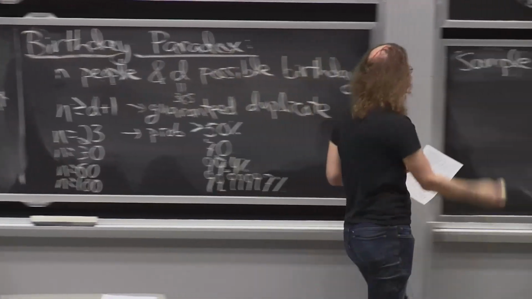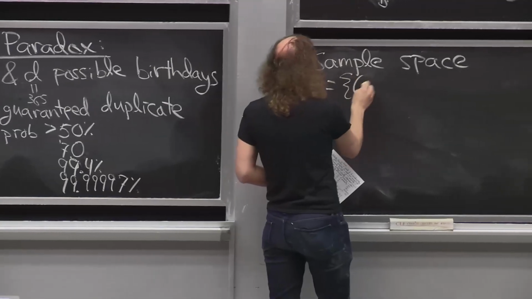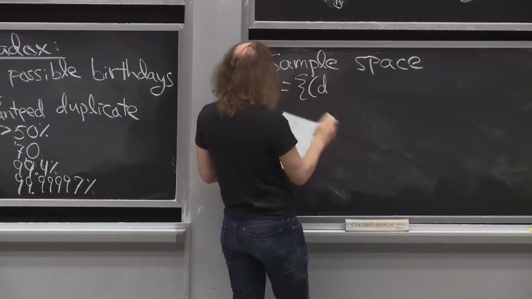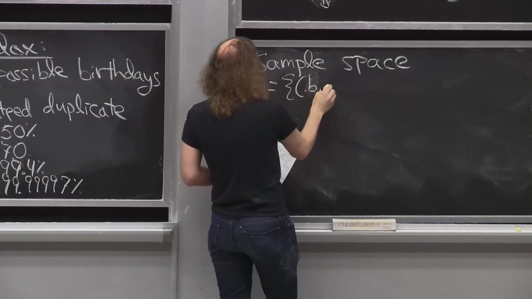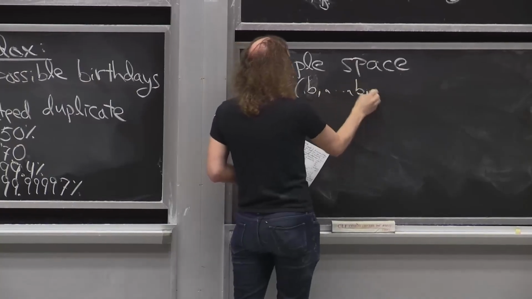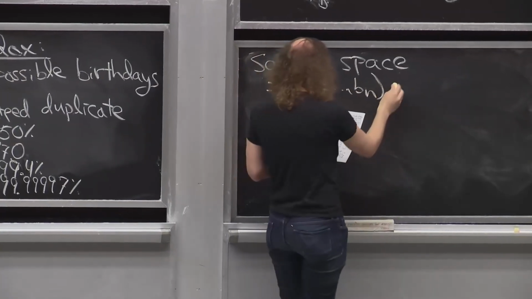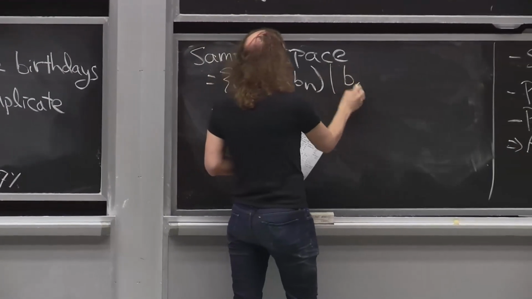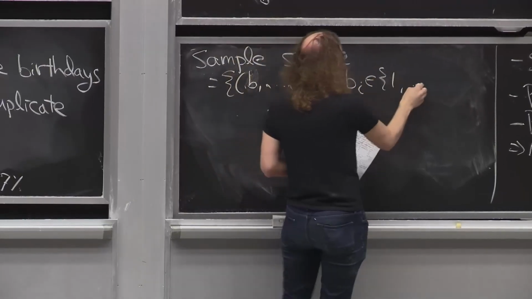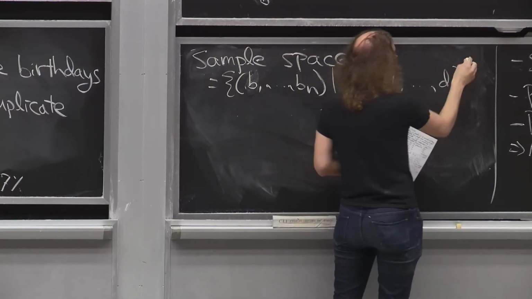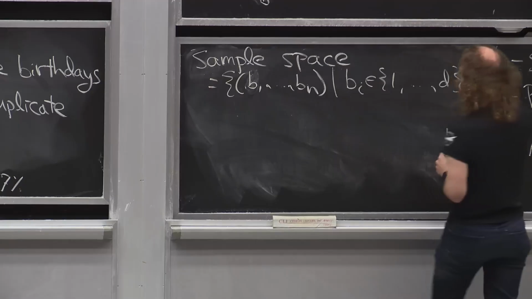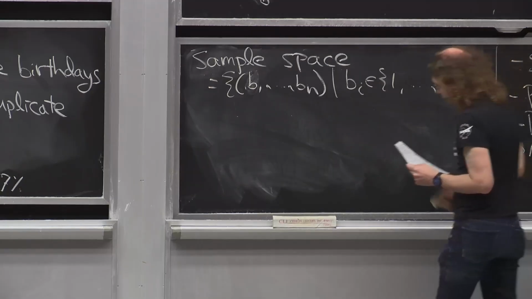Each of them rolls a d-sided die. So that means the sample space is just the set of tuples. Do I want to call it D? No, let's call it B for birthday. B1 up to Bn, where each Bi is between 1 and D, let's say. Let's number our days 1 to D. And this is a curly brace.